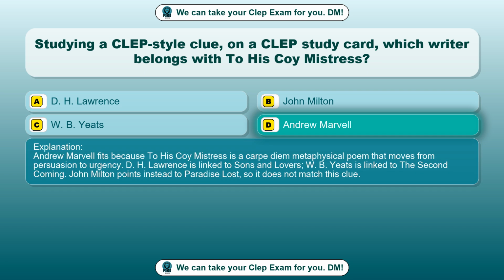Andrew Marvell fits because To His Coy Mistress is a carpe diem metaphysical poem that moves from persuasion to urgency. D. H. Lawrence is linked to Sons and Lovers. W. B. Yeats is linked to The Second Coming. John Milton points instead to Paradise Lost, so it does not match this clue.